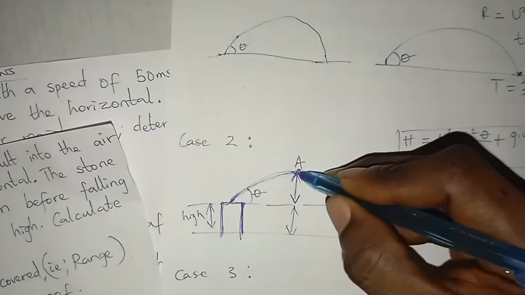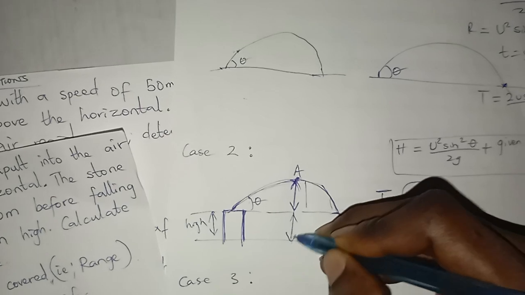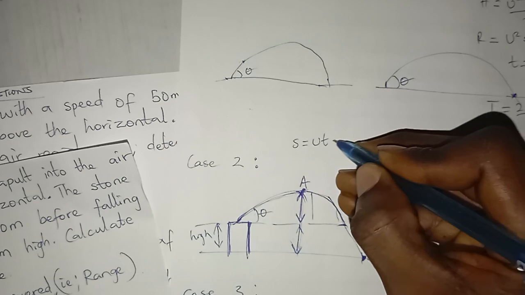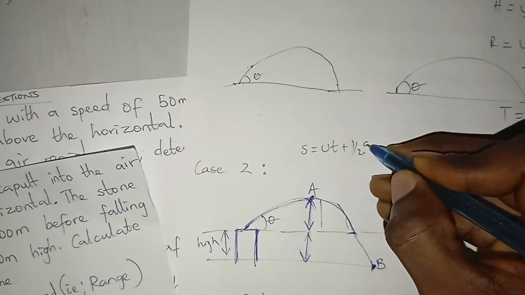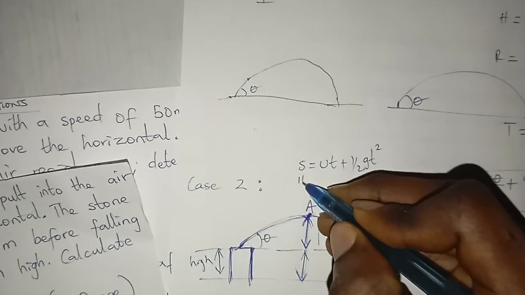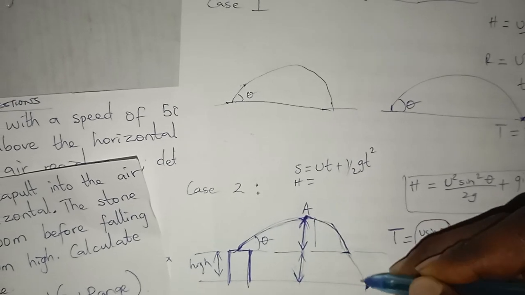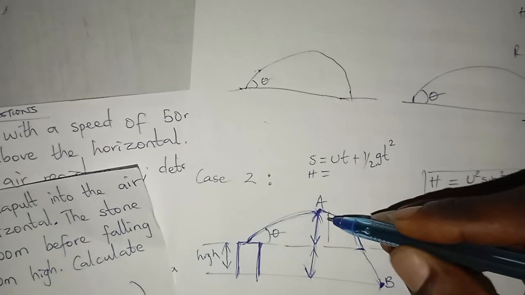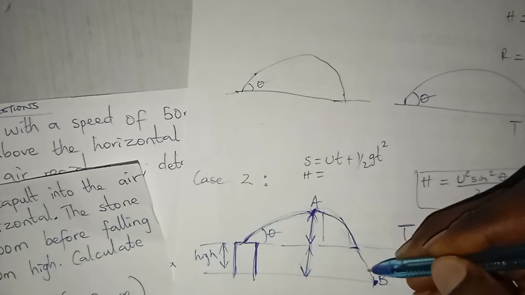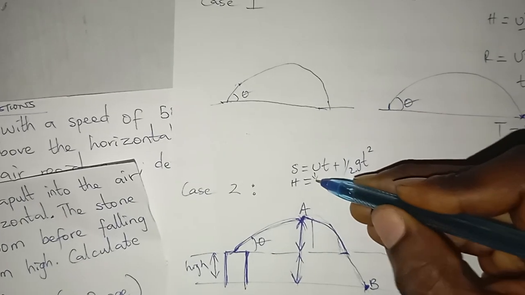To find this time from a to b, remember that everything here is at a height, which is displacement. So use s equals ut plus half gt square. In this case, your s is going to be h. If the body is going down to this point, then whenever a body is going down on the vertical axis, the u becomes 0.